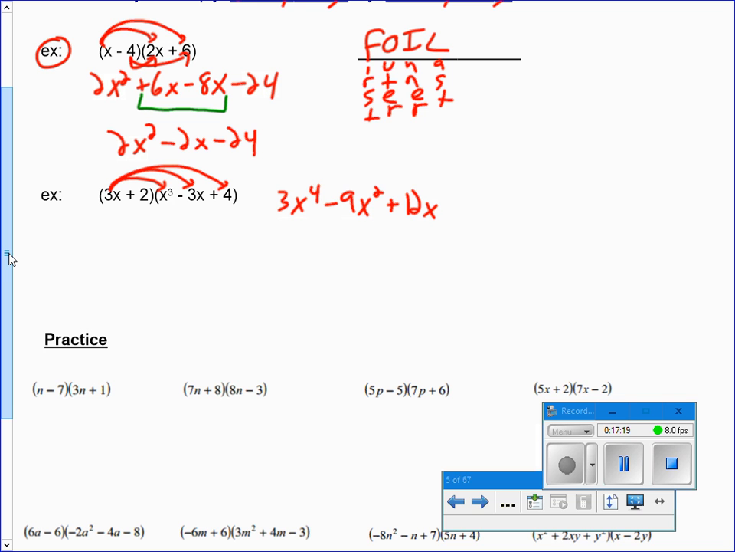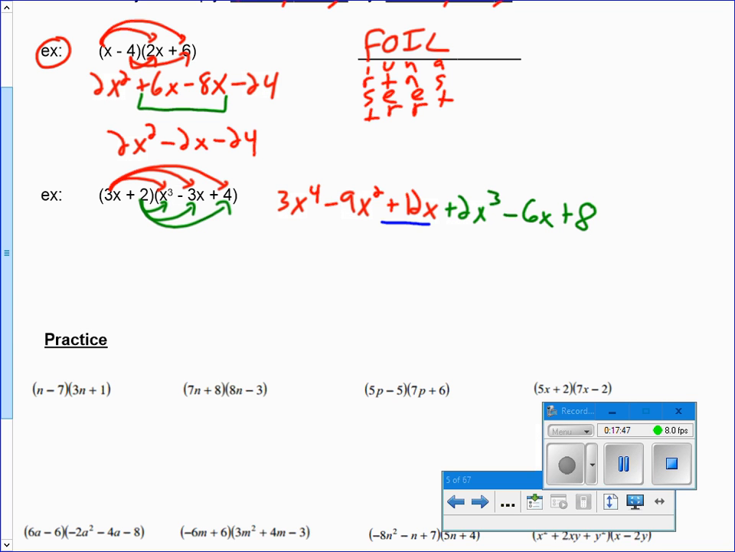Now we start with the 2 and do the same thing. So 2 times x to the third is going to be 2x to the third. 2 times negative 3x is going to be negative 6x. 2 times 4 is going to make 8. So now I'll go through, see if we have any like terms we can combine. Also make sure to write it in descending order.